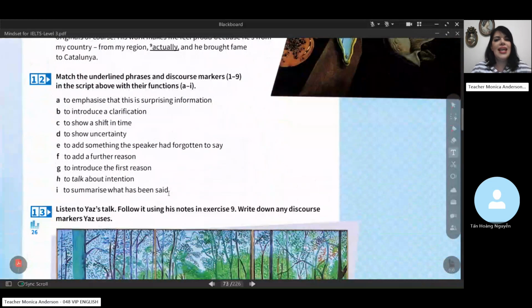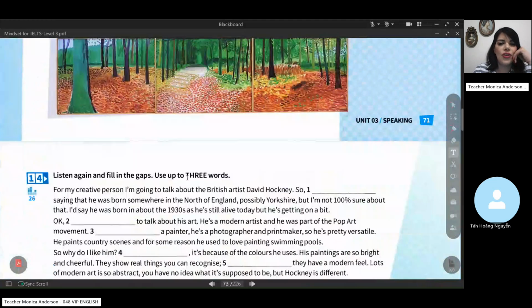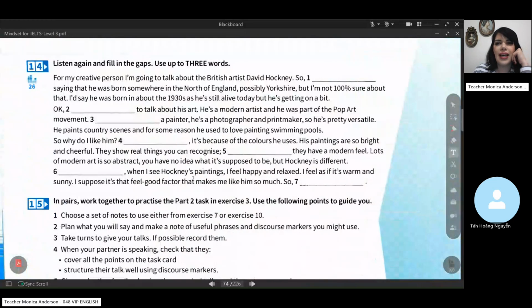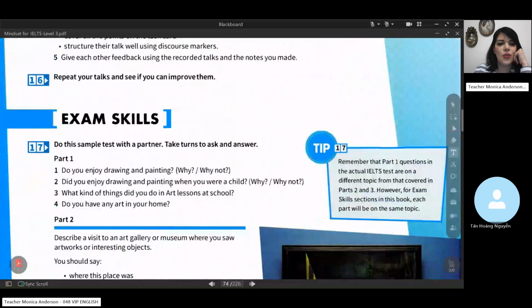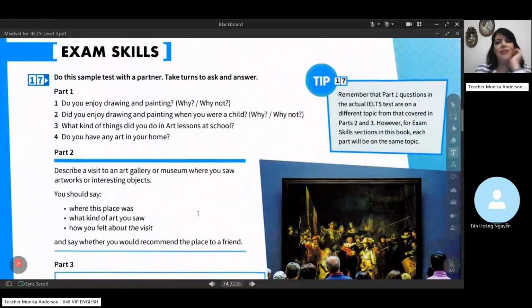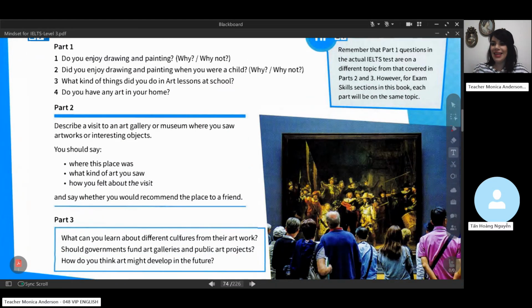Okay, well, another question, another question. Okay, so I think this one can be, okay. Well, describe a visit to an art gallery or museum where you saw artworks or interesting objects. You should say where this place was, what kind of art you saw, and how you felt about the visit. So think about it, 1 minute, and then.